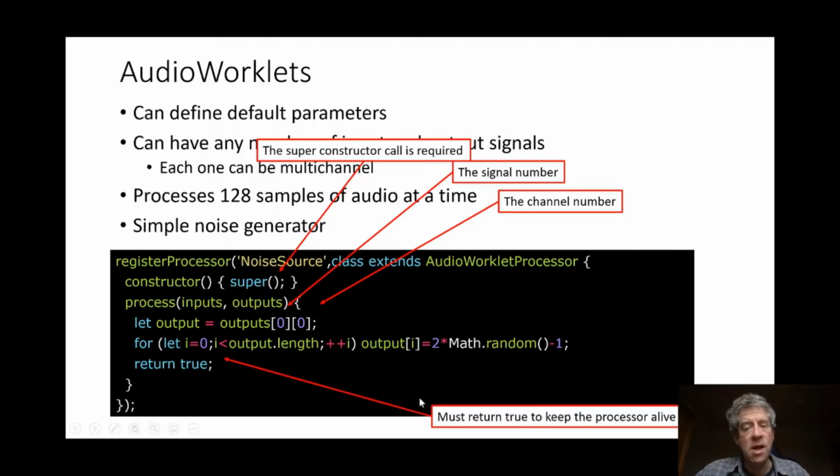The last line here, return true, is a requirement in order to keep the processor alive, to keep it still generating output. If you ever set this to false, which might be a condition of what are the computed values, then the processor is no longer alive and it essentially stops.